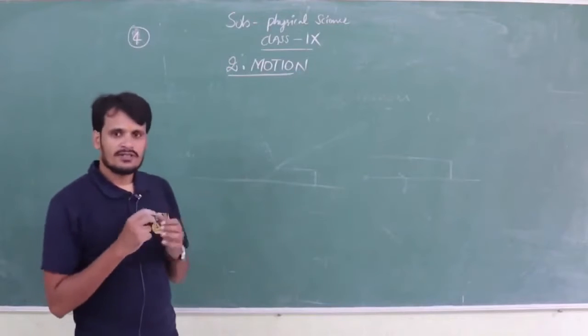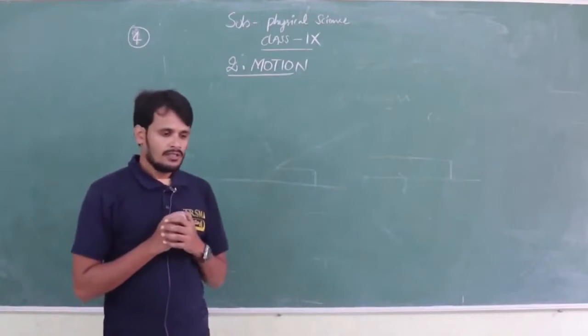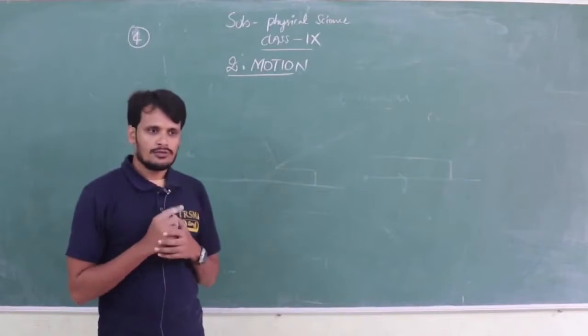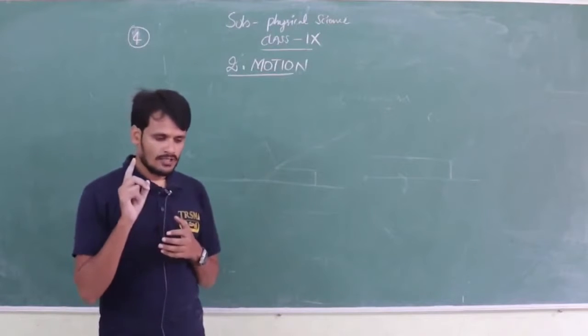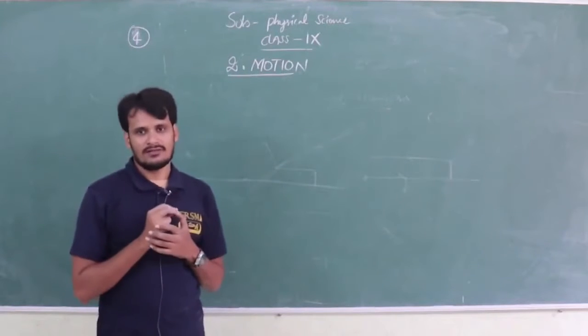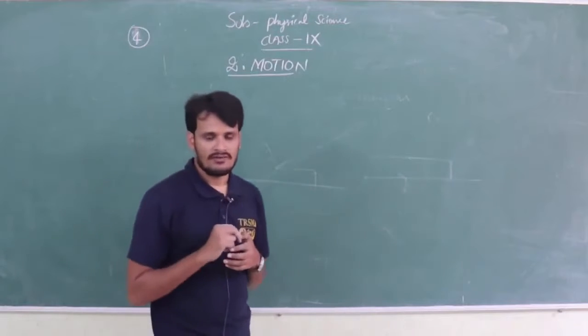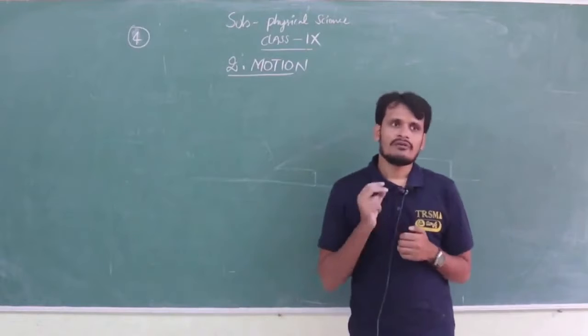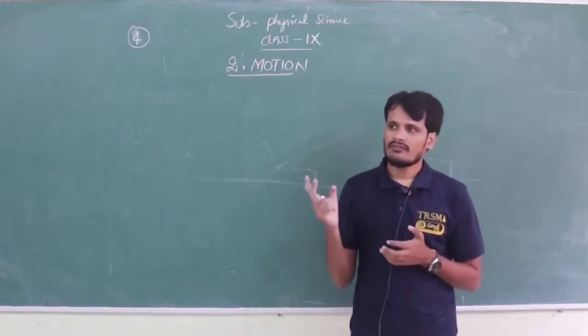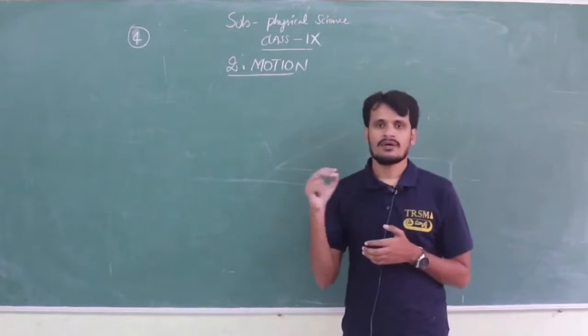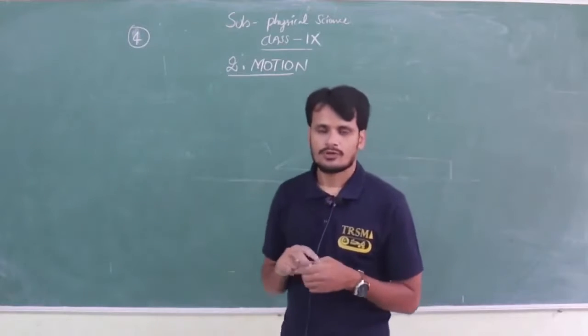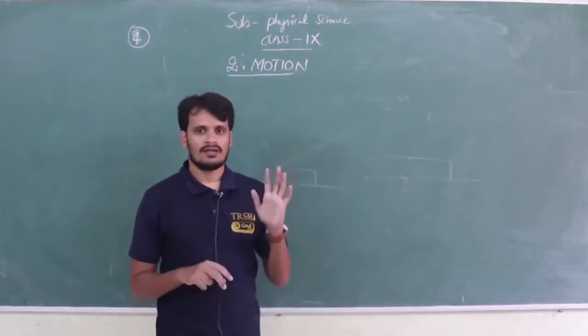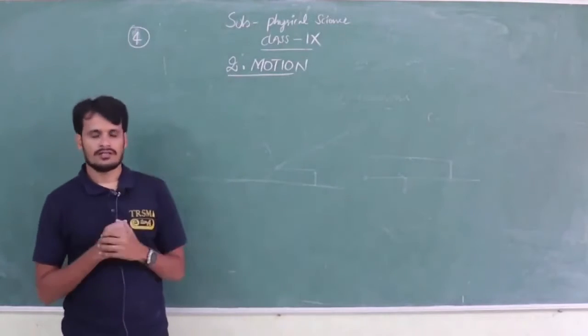So all these things we completed in the last class. Today, I told you in the last class that we did not complete what average velocity is. Let's see what average velocity is first. Average velocity is nothing but the total of the velocities divided by the number of velocities.